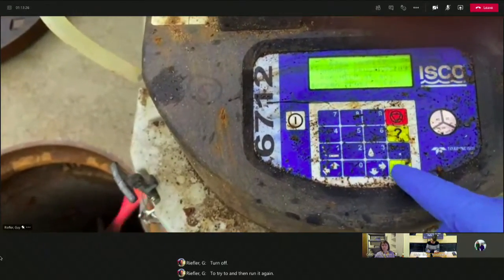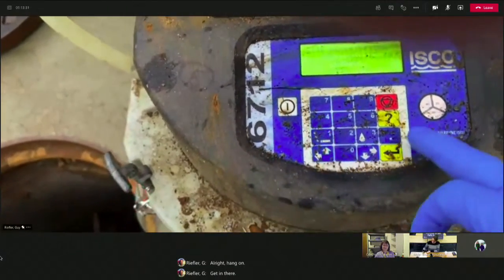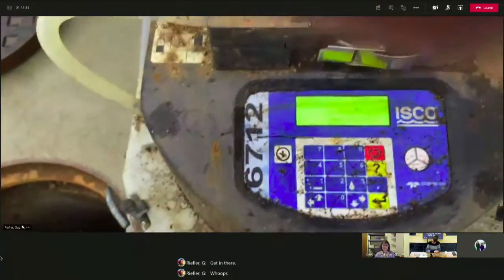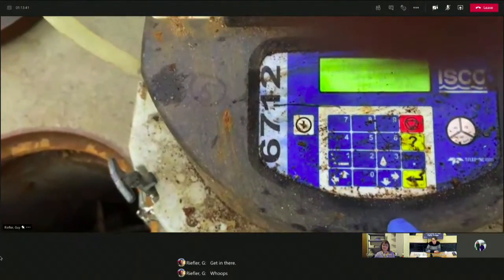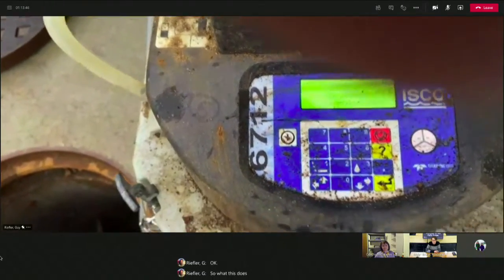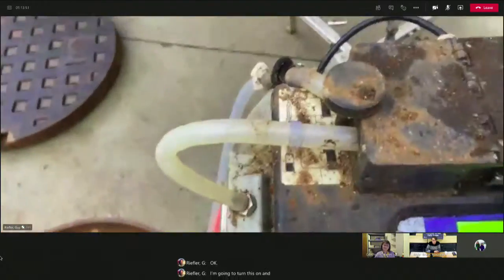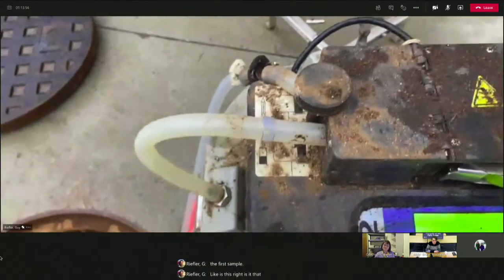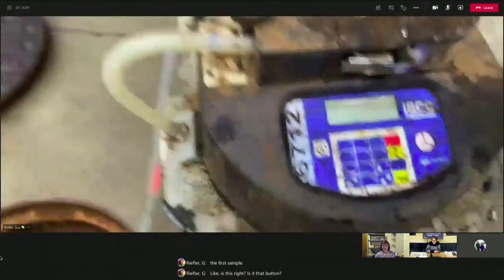All right, hang on. Getting there. Okay. So what this does, here we go. I'm going to turn this on, and what it'll do is it'll collect the first sample. If I can do this right. Is it that button? All right. And you can hear the pump turning on.